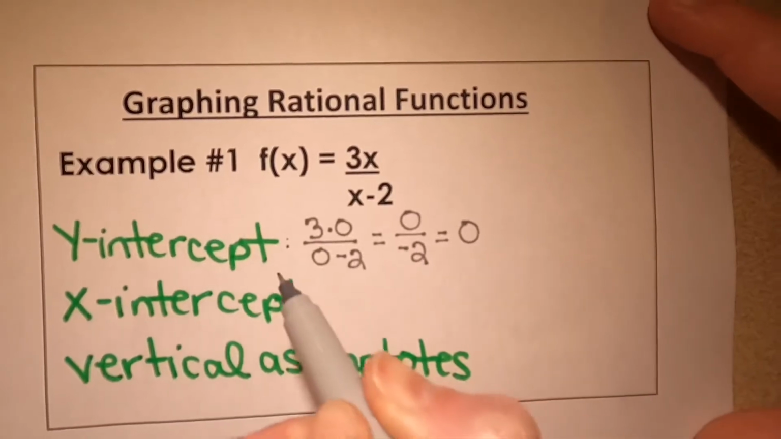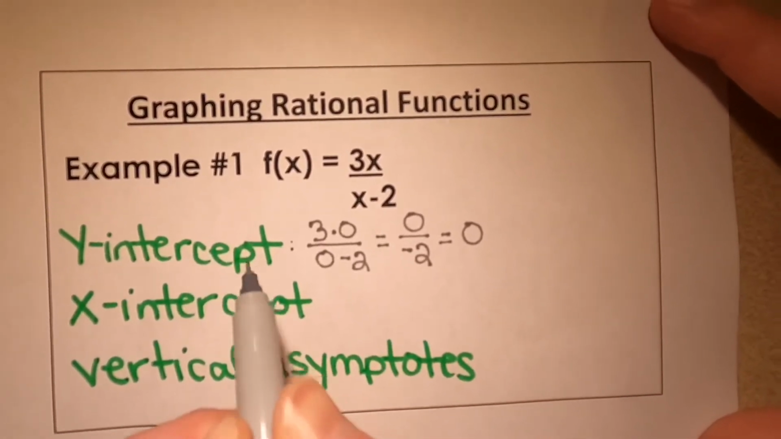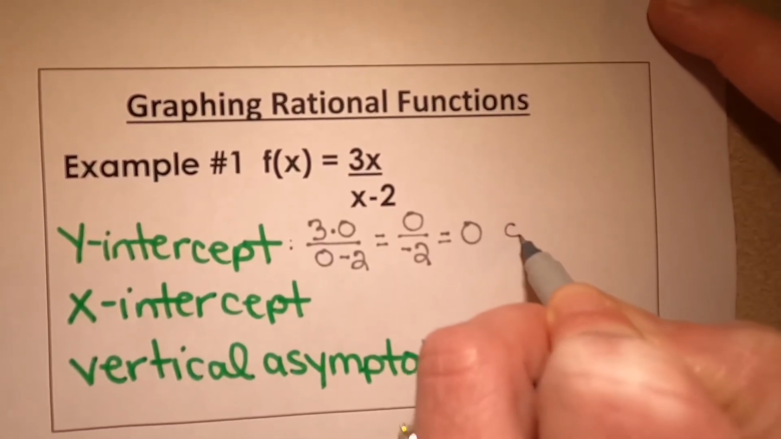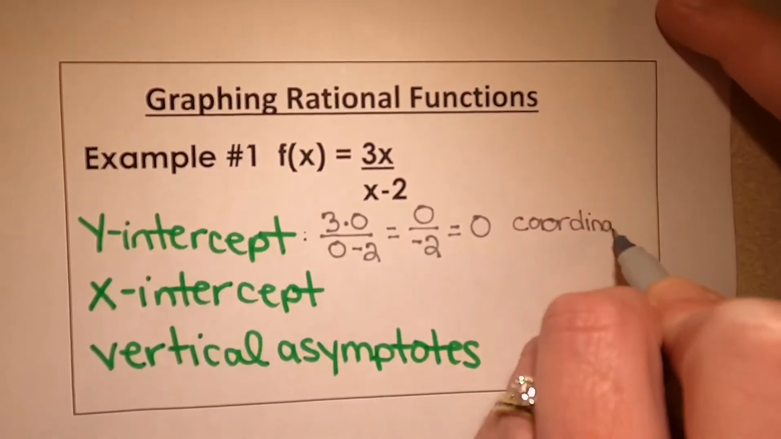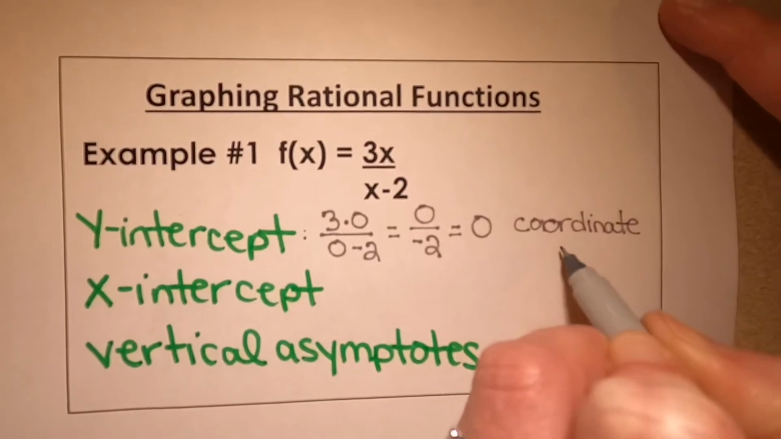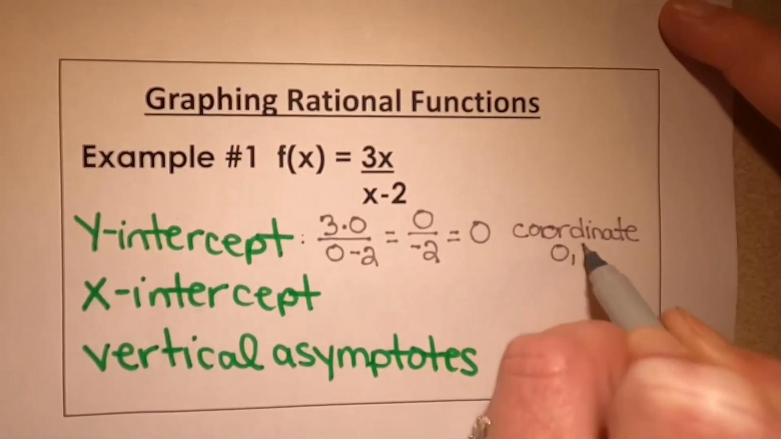So my y-intercept, we'll recall we always said x is equal to 0. So our coordinate for our y-intercept is 0, 0.